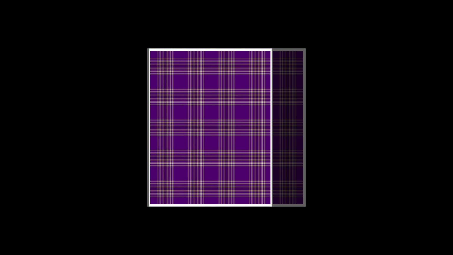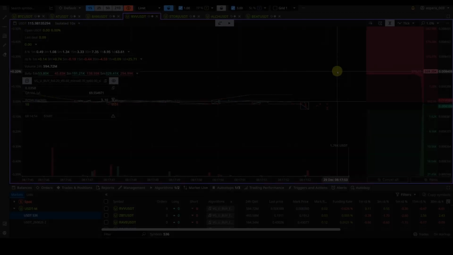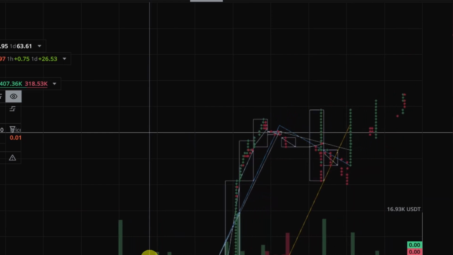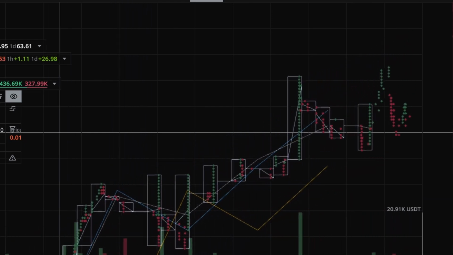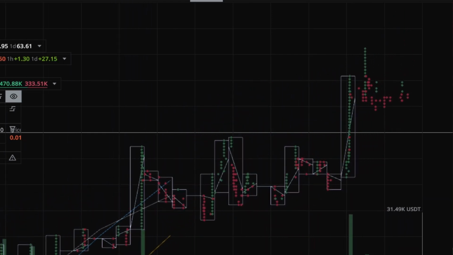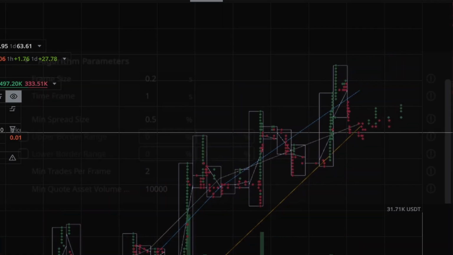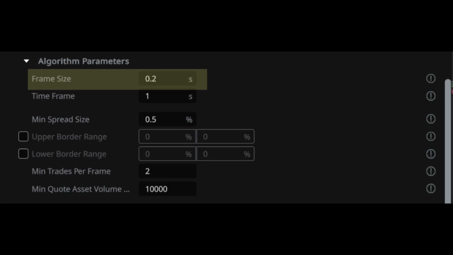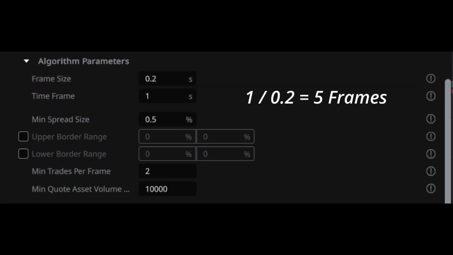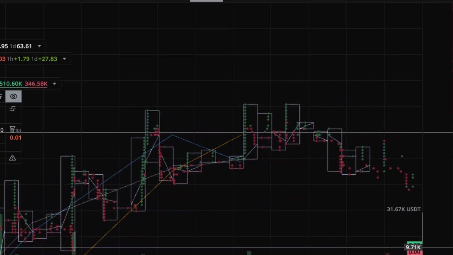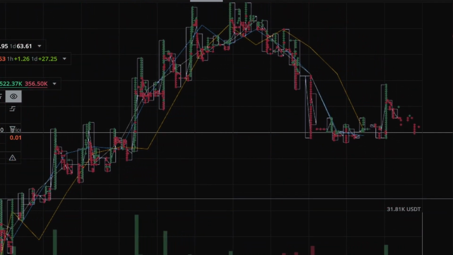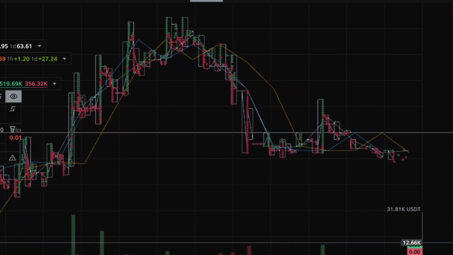And that's exactly what the algorithm does with trades. It splits the whole time frame into smaller frame sizes. You don't specify the number of frames, but the duration. In the default case, with the time frame of 1 second and frame size of 0.2, we'd have a total of 5 frames. So, in order for the algo to mark something as a pattern, a certain thing has to be true 5 times in a row within 1 second.